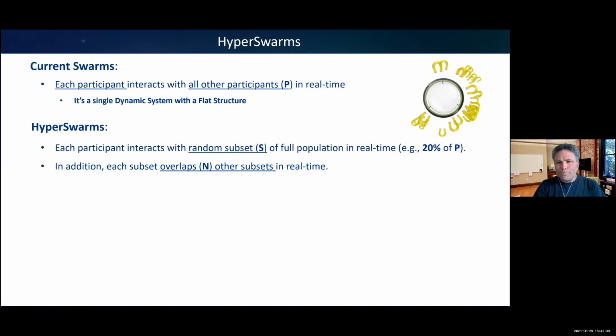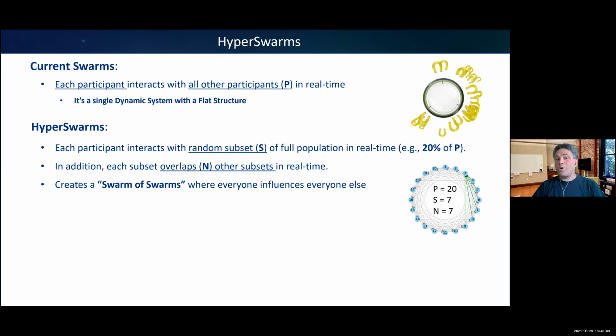And so what you see in this figure here is the architecture of a hyperswarm, which has 20 people in the population. Each of those people is in a random subset of 7 other people. They're only exposed to and interact with 7 other people, but their subset overlaps 7 other subsets. So each person is basically in its own unique swarm that overlaps other swarms. And so we end up with basically a swarm of swarms, where everybody influences everybody else.